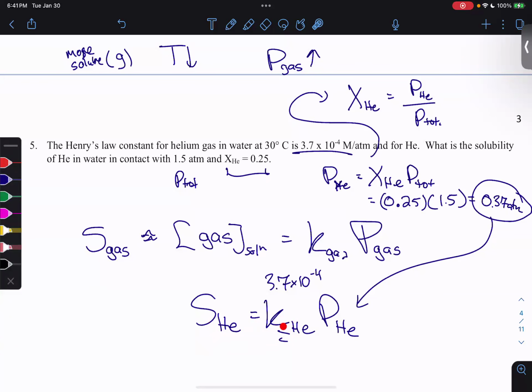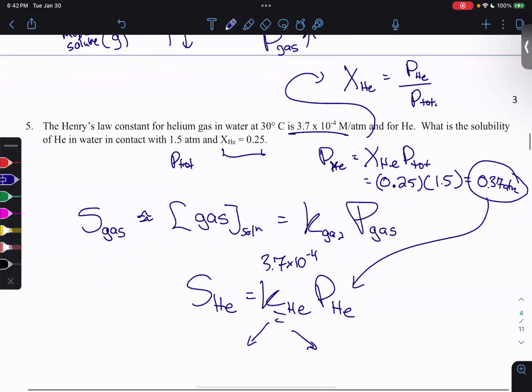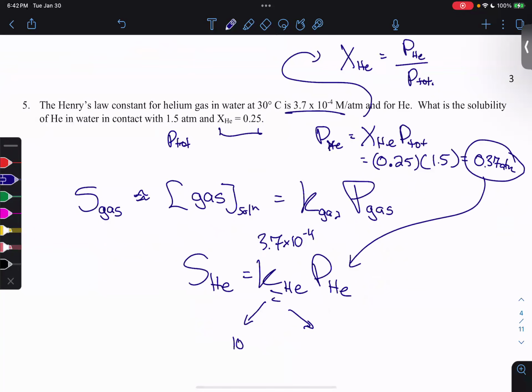But actually I lied, K can change. K, our Henry's law constant, is temperature dependent. So if we compared the K value of helium, Henry's law constant, at 10 degrees Celsius versus 50 degrees Celsius, at which temperature will K be larger? At 10 degrees or 50 degrees?